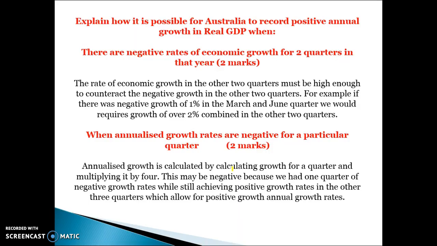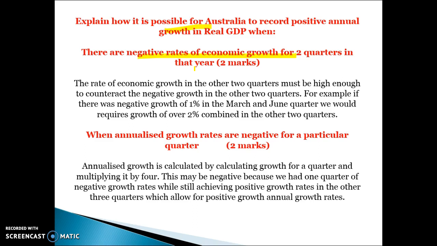And lastly, explain how it is possible for Australia to record positive annual growth in real GDP when there are negative rates of economic growth for 2 quarters in that year. What that basically means is that the rate of economic growth in the other 2 quarters must be high enough to counteract the negative growth in the other 2 quarters. So, for example, if there was negative growth of 1% in the March and June quarters, it would require growth of over 2% combined in the other 2 quarters to still have positive annual growth.